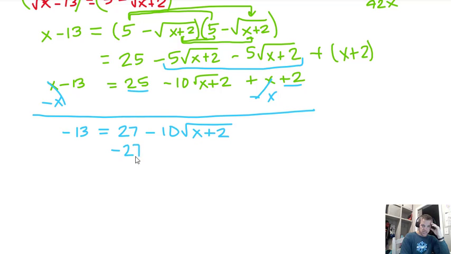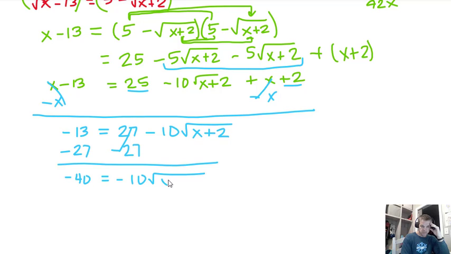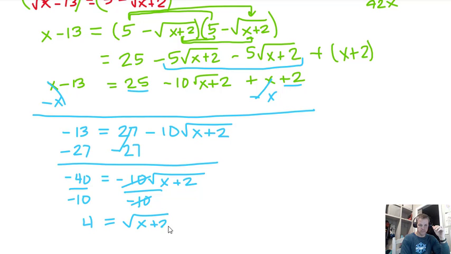So let me subtract 27 from both sides, and so I get -40 equals -10 square root of x plus 2. Now again, since this 10 is outside of the house and this 40 doesn't have any radical, it's outside of a house. Right, I can work with those numbers, so I can divide both sides really quickly by -10 to make my problem a little bit easier. And so those two cancel out, and -40 divided by -10 is 4. So 4 equals the square root of x plus 2, and now we have a very simple problem.